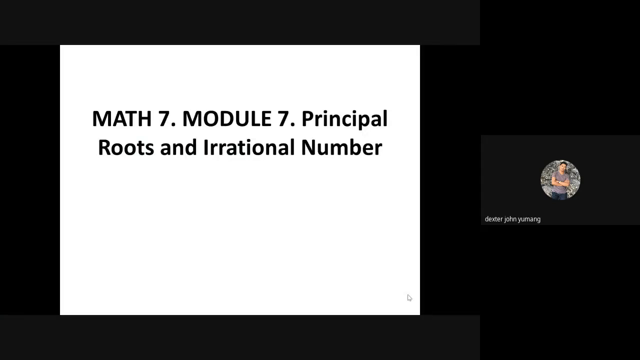So again, what are these principal roots in irrational numbers? So these two words, oh, my keyboard is not functioning.